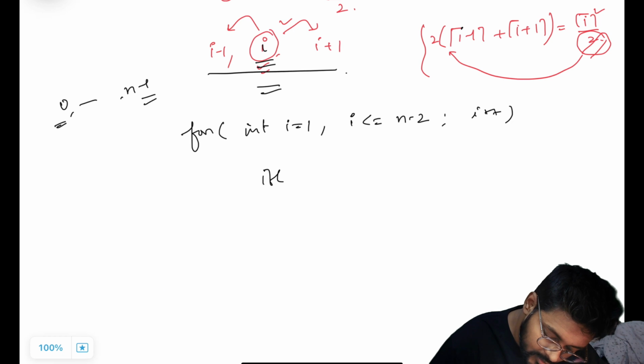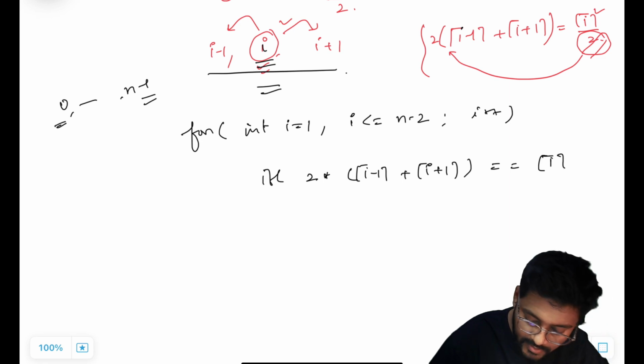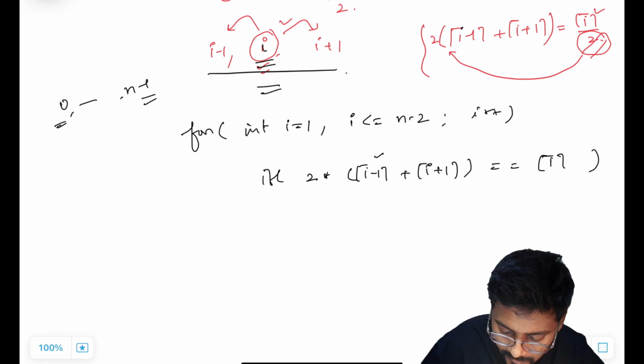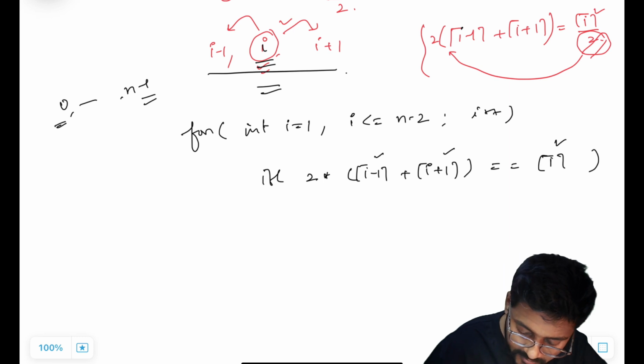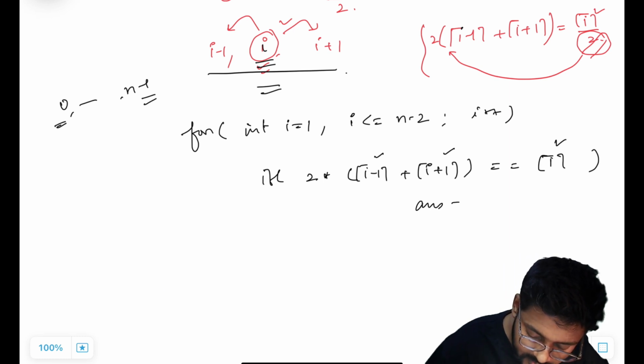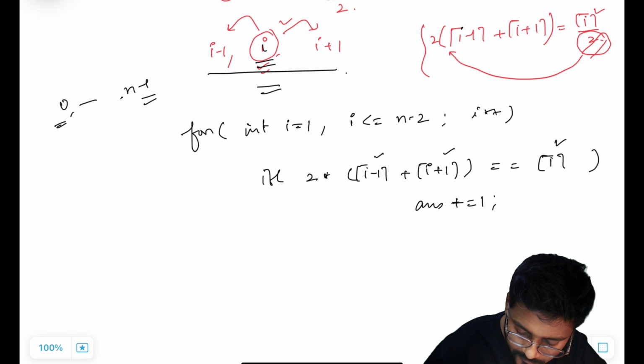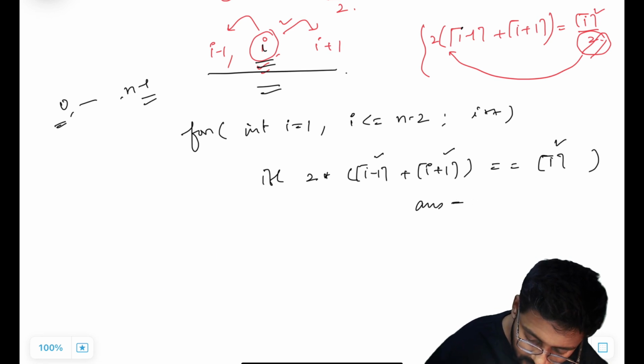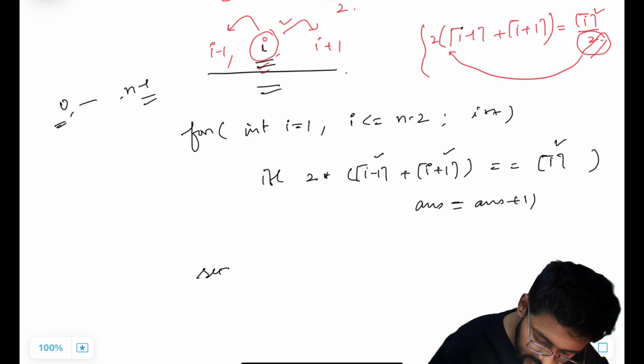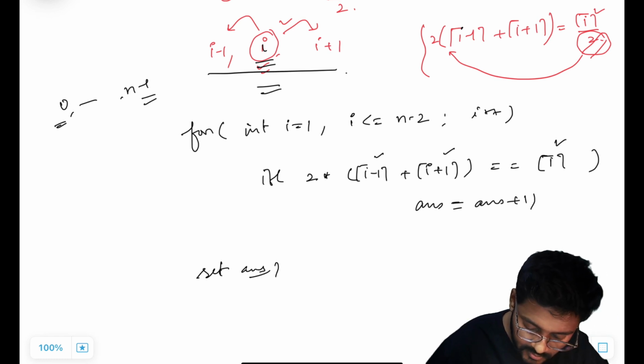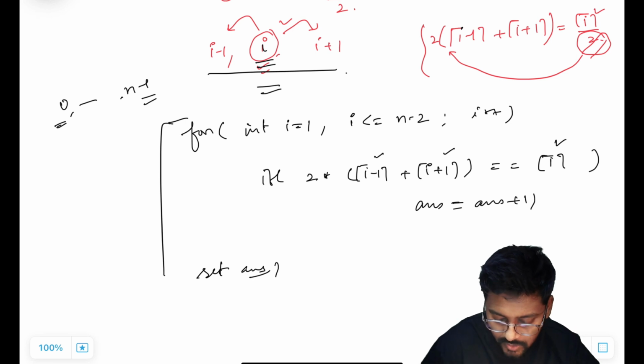If 2 into the value at I minus 1 plus the value at I plus 1 is equal to the second element. So this is my first element, this is my second element, this is my third element. If this condition is true, my answer plus equal to 1, or in simple terms, answer is equal to answer plus 1. And at the end, I can directly return the answer. So that's all we have to do.